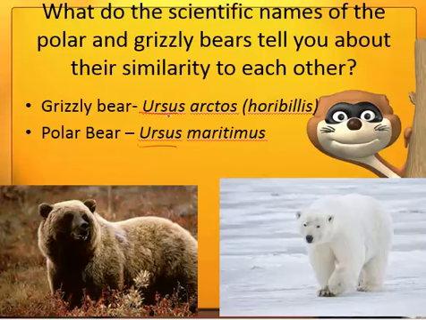Now you would think Arctos would be grizzly or Arctic would be the polar bear, but I also found some places where it says Ursus horribilis, which would be horrible bear. And then a polar bear is Ursus maritimus. Maritimus, think of maritime, near the water, which polar bears are.